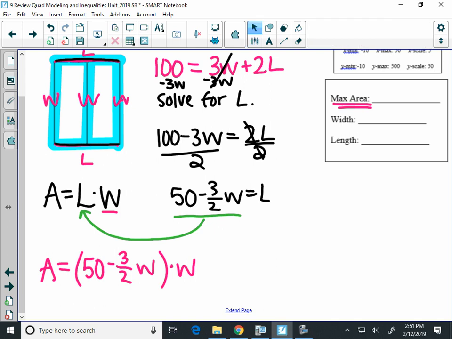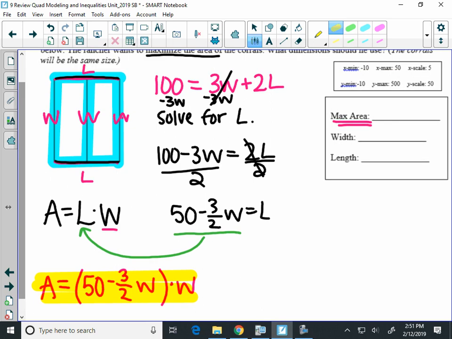And I'm going to now use that equation. I'm going to graph it and use it to find the area, the width, and the length that I want this corral to be. Now you are welcome to distribute here and get rid of the parentheses. However, I think it's fine just to leave this in the factored form.